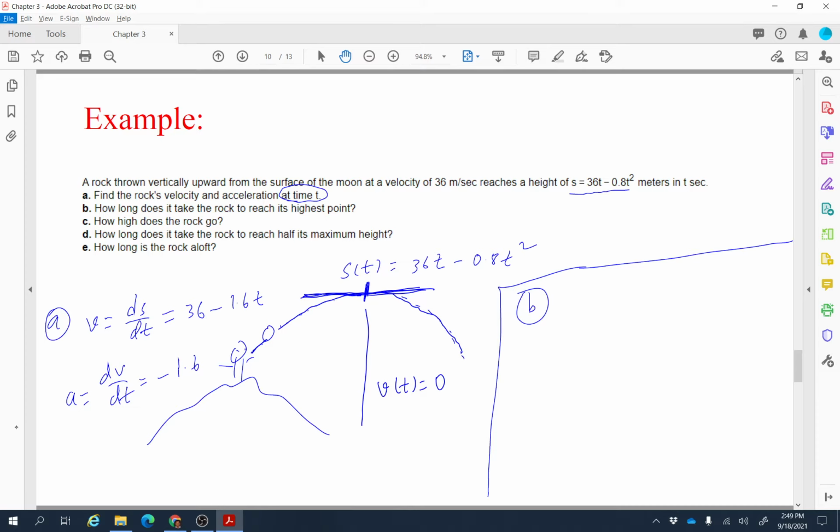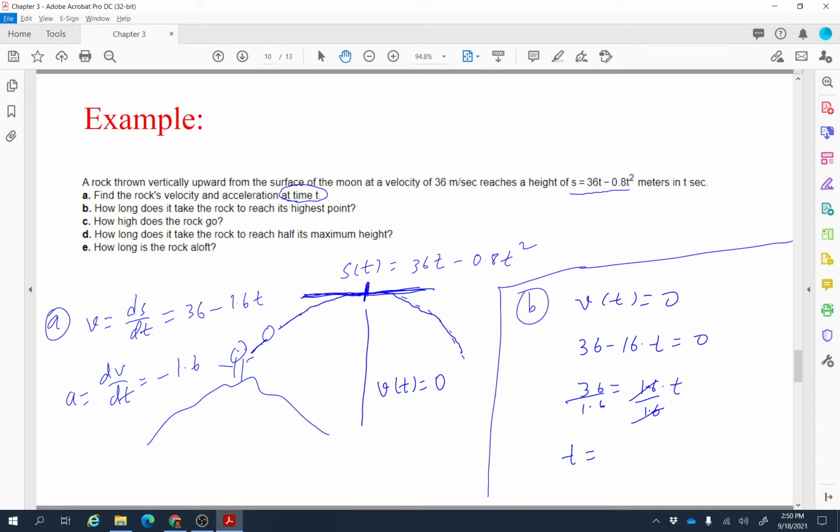You need to equate the velocity function from part A to 0 and see at what time the velocity would be 0. So if you equate this velocity to 0, which is basically 36 minus 1.6t equals 0, and solve for t: 36 equals 1.6t. Divide both sides by 1.6. Just divide 36 by 1.6, and that will be your answer for the time.